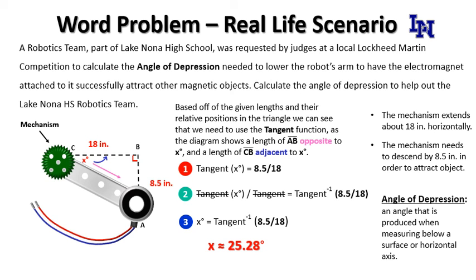So then once again, whenever we have to divide by a trigonometric function, we must take its inverse, so we'll get the inverse tangent function of 8.5 over 18, and when we plug that into our calculator, we'll get x approximately equals 25.28 degrees. So what that means is that the mechanism must descend by approximately 25.28 degrees in order to have the electromagnet shown here attract the other magnetic object.